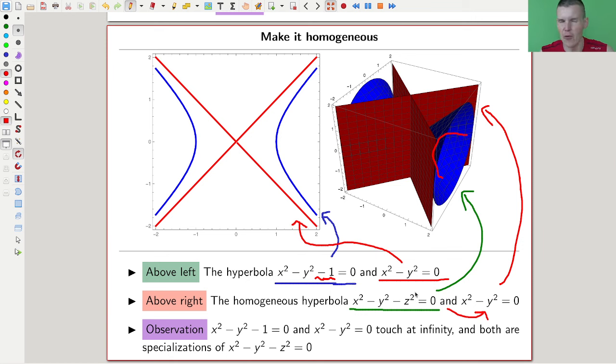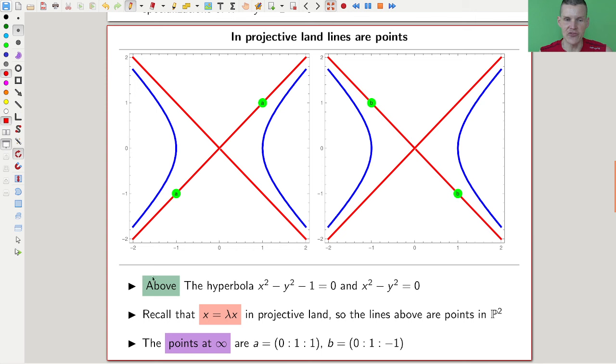If you're confused now, where are the points at infinity? You have this funny red line. Well, remember that in projective land, everything is just defined up to a scalar, and the line actually is a point. So here my point A is at (1, 1), but it's also at (-1, -1), so (1, 1), (-1, -1).